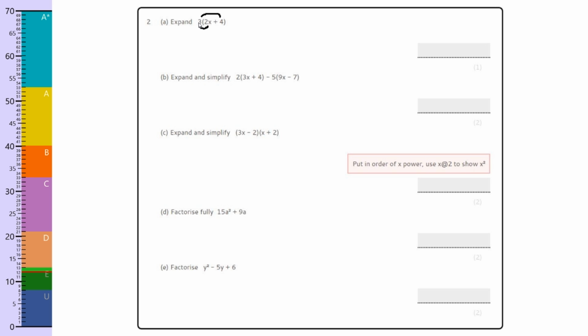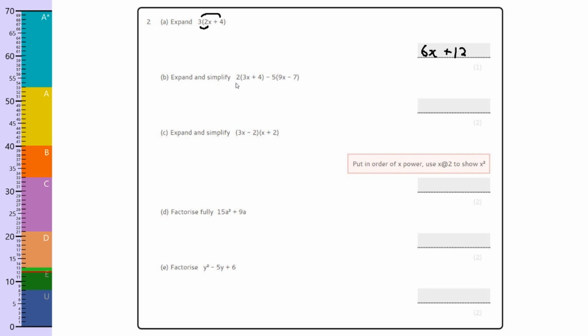Smiles and rainbows just means you do 3 times 2x, which is going to be 3 times 2, which is 6, and then just the x. And then 3 times positive 4 is going to be 12. Now, although you can do this in any order, you could write 12 plus 6x, it's always better to put the x's first and then the numbers.